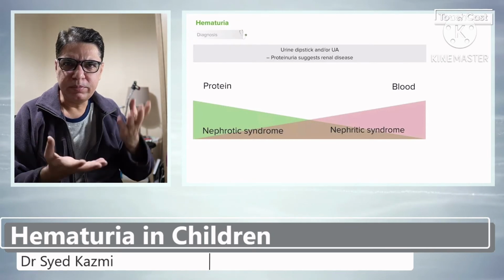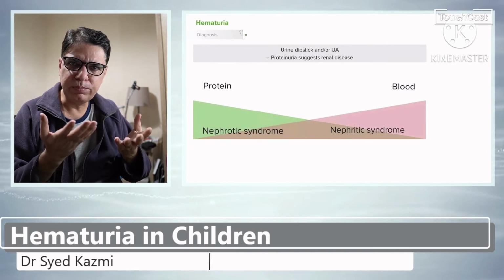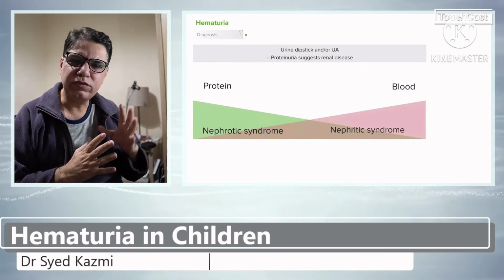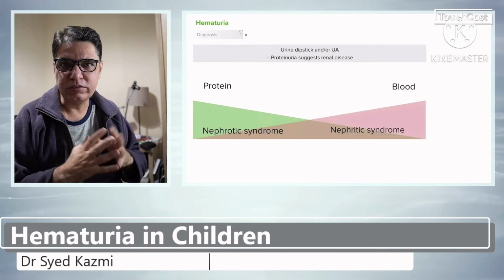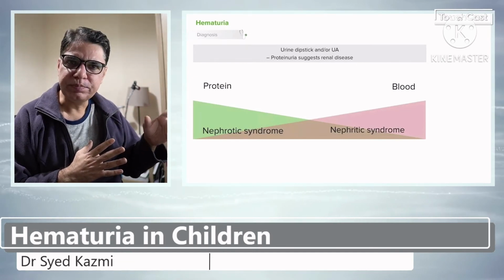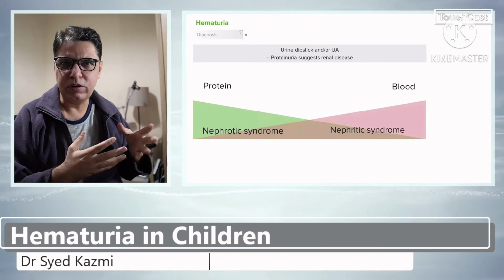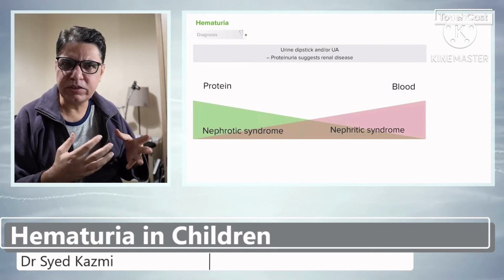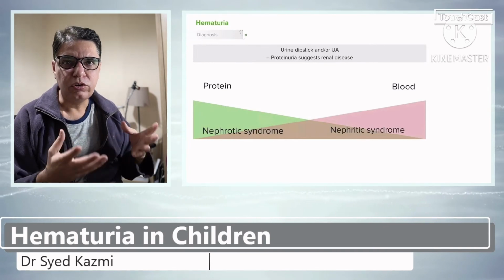But let's say if there is presence of protein, then we have to see whether it's more of the red blood cells, or blood in the urine, or it's more of the protein. Because if it is more of the protein and less of the blood, then it goes more in favor of what we call nephrotic syndrome. But if there is more of blood and less of protein, then it goes more in favor of nephritic syndrome, which are the different types of glomerulonephritis. Or you can have a mixed picture, which we call a mixed nephritic picture, in which you can get blood as well as a lot of protein.